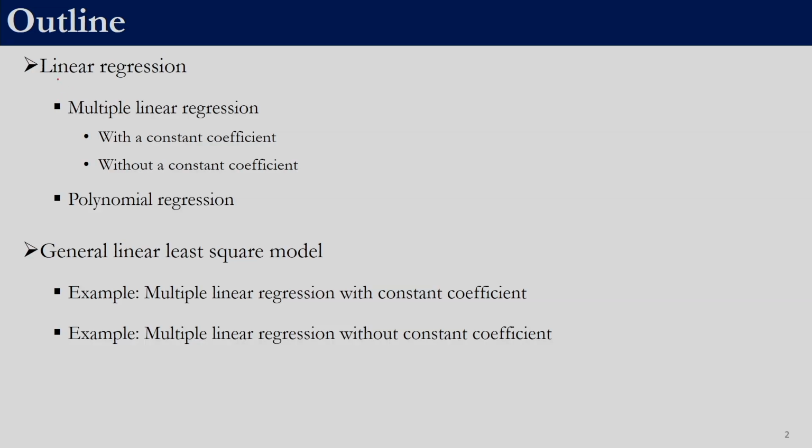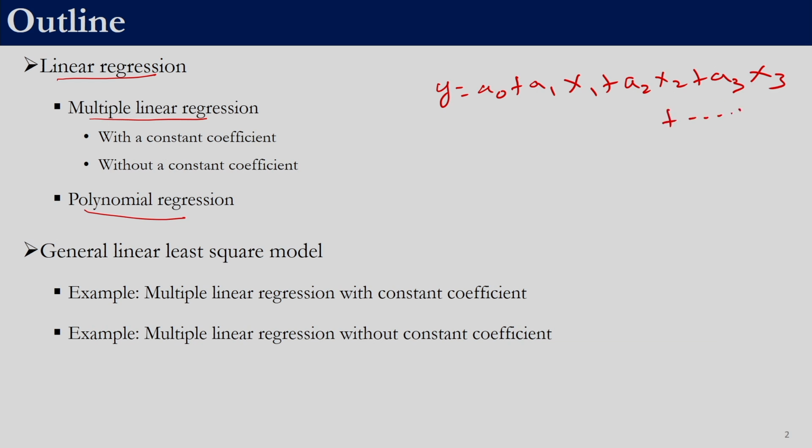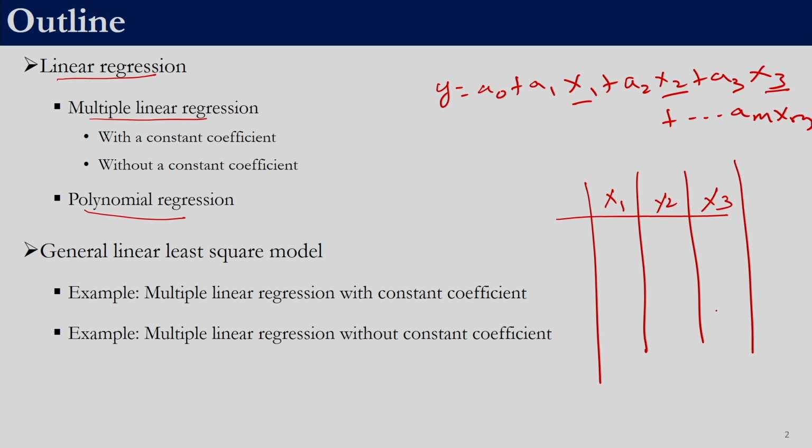The outline of this session is that under linear regression we are going to discuss multiple linear regression and polynomial regression. In multiple linear regression we are essentially trying to fit a model y is equal to a0 plus a1 x1 plus a2 x2 plus a3 x3 and so on, till am xm, where x1, x2, x3 are the independent variables. So the data points are given like this, x1, x2, x3, let us say 2, 8, 9, and the y value, the dependent variable value, let us say 15. Like this we are given n points.